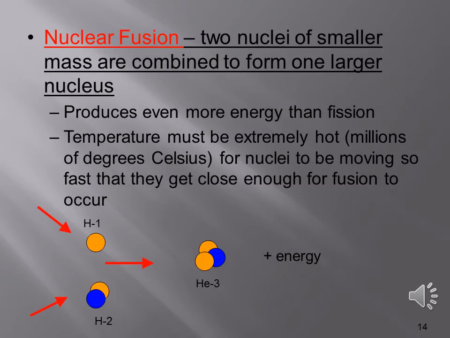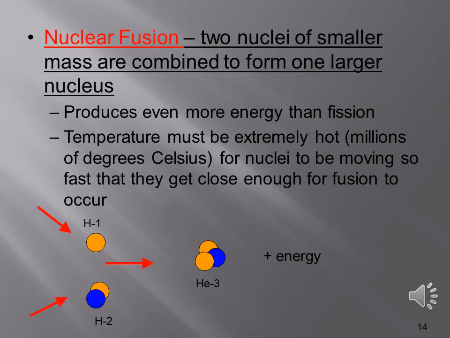Our second type of nuclear reaction is nuclear fusion. When two nuclei of smaller mass are combined to form one larger nucleus, we term this nuclear fusion. It produces more energy than nuclear fission.